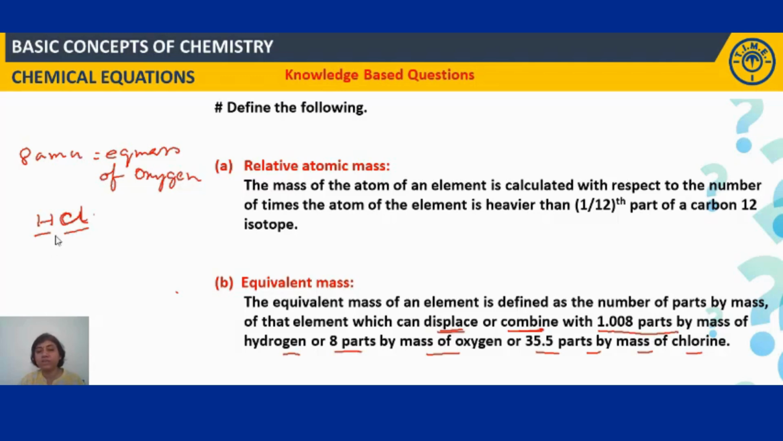So what is the equivalent mass of chlorine then? Chlorine equivalent mass is 35.5 AMU or unified mass. This is the equivalent mass of chlorine. That's the reason in the equivalent mass definition we are using 8 parts by mass of oxygen, because the equivalent mass of oxygen is 8, and 35.5 parts by mass of chlorine, because the equivalent mass of chlorine is 35.5. Always remember that one equivalent mass of an element always combines with one equivalent mass of the other element.